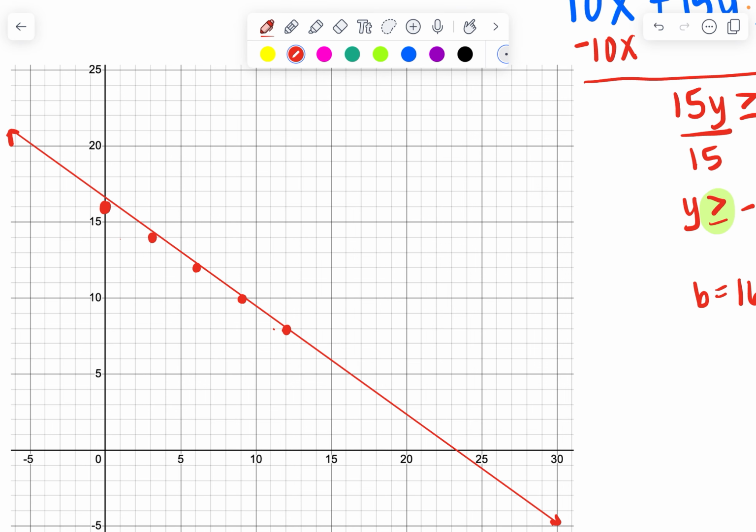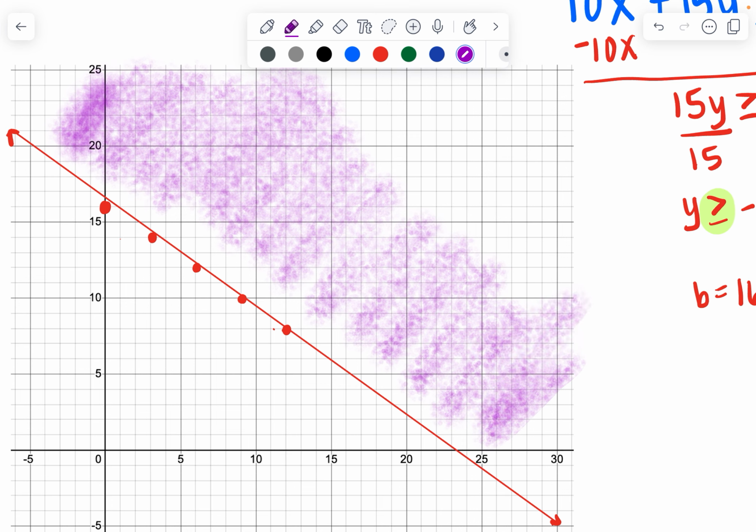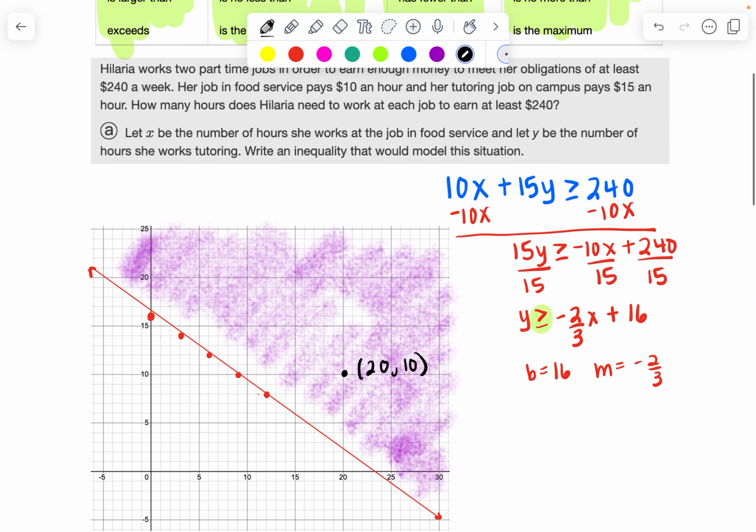And because it is greater than, we are going to shade above. So that means we can pick any point in that shaded region, and she would make more than $240 per week. For instance, if I chose this point at 20, 10, that would mean she could work 20 hours per week at the food service job and 10 hours per week tutoring, and she would make more than $240.